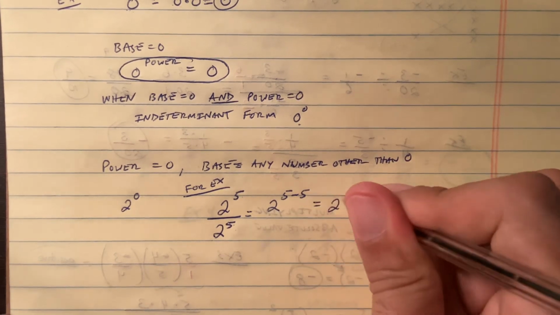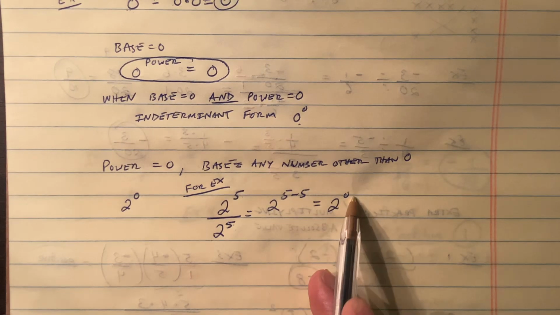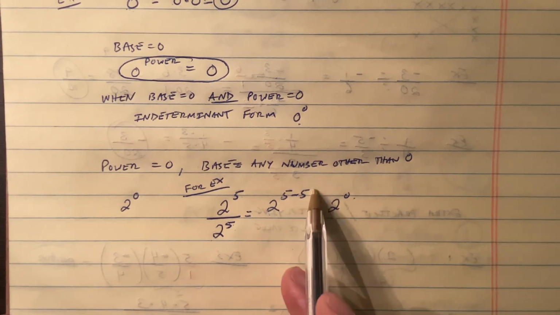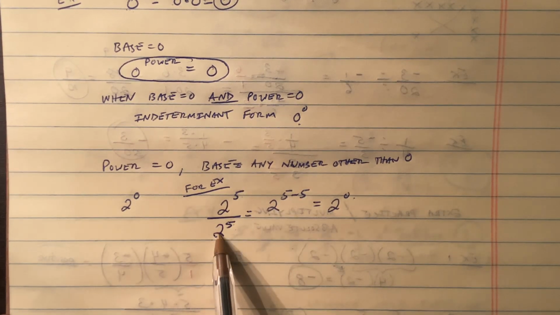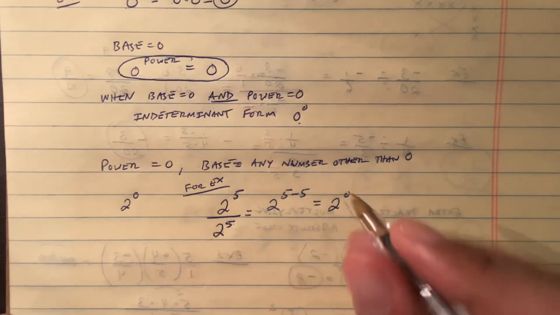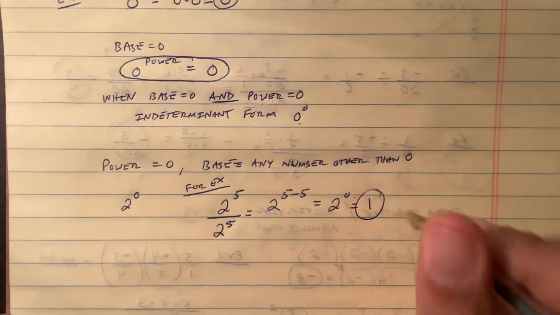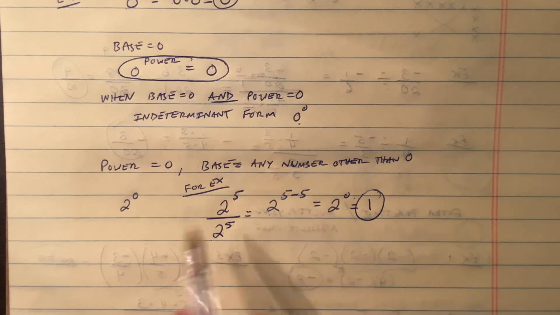That's equal to 0. So if you notice, well, where did this 2 to the 0 come from? It came from 2 to the 5 minus 5, which came from a fraction 2 to the 5th divided by 2 to the 5th. Well, 2 to the 5th divided by 2 to the 5th, anything divided by itself is equal to 1. Pretty cool, huh?